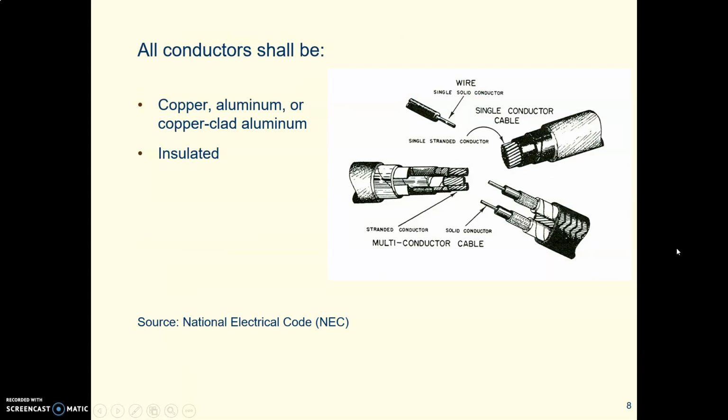The National Electrical Code has a lot of specification about conductors, what they shall be. And first of all, the material must be copper or aluminum in wires and cables. And secondly, it must be insulated.